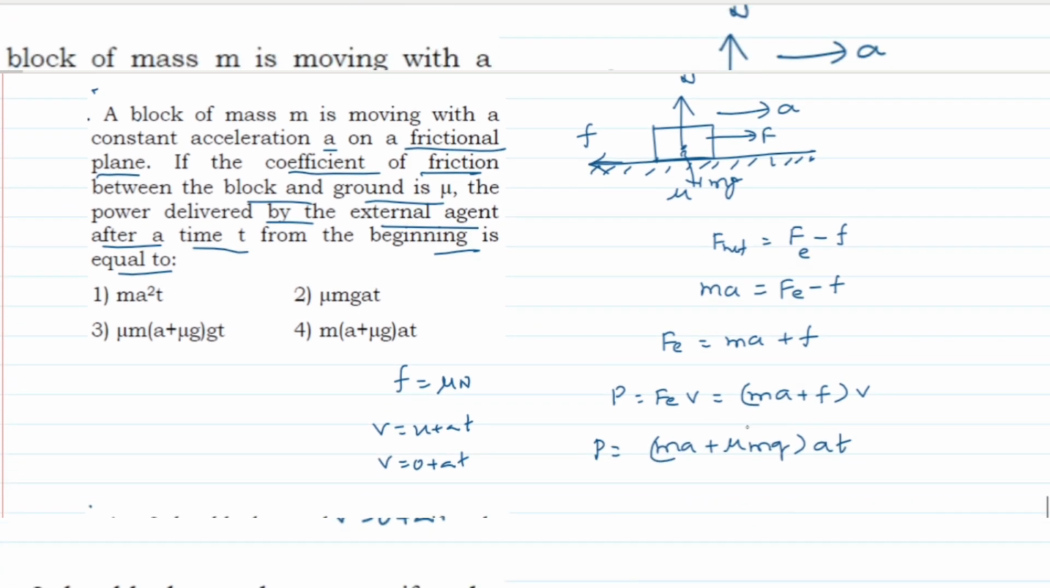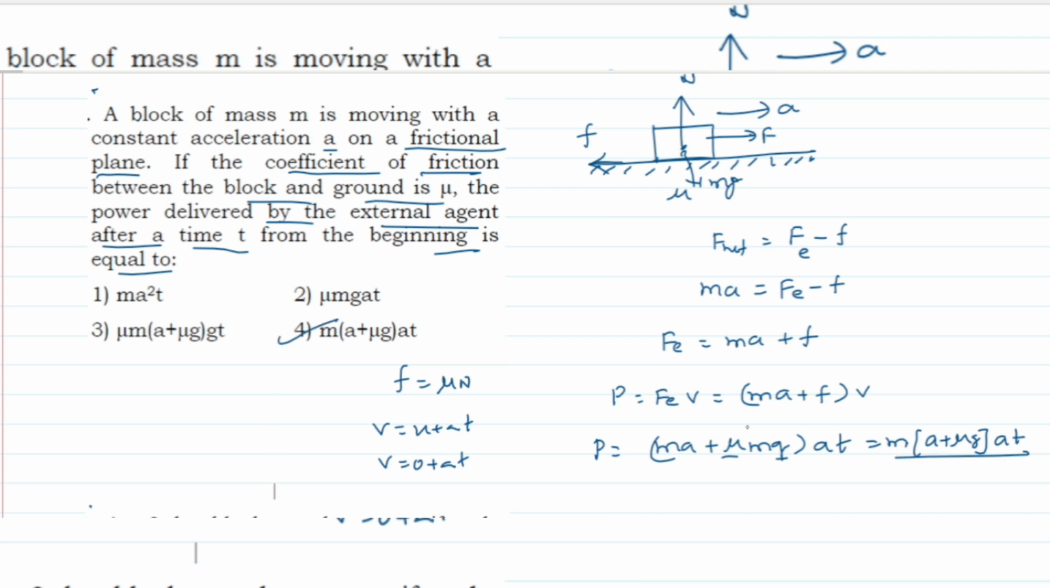Now just look at the answers here. What you can write here, taking m common: m into a plus mu g, into a into t. So this is the correct answer.